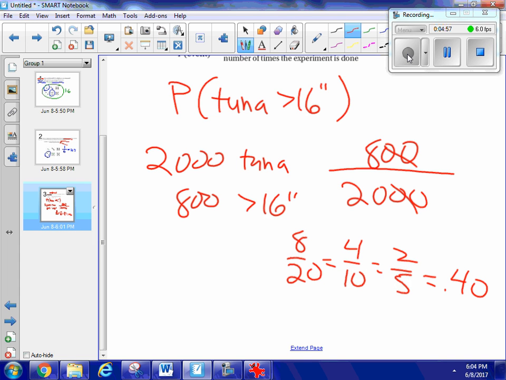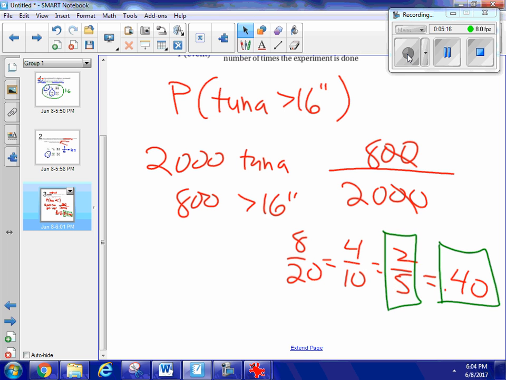So I would say that based on this particular experiment, and we would have to judge whether it was a valid experiment or not. But based on this experiment, my probability of catching a tuna greater than 16 inches would be 0.40, or 2 out of every 5 tuna that I would expect to catch should be greater than 16 inches.